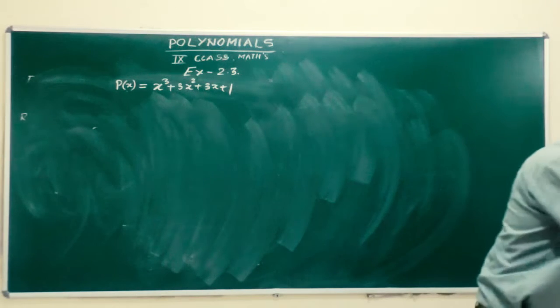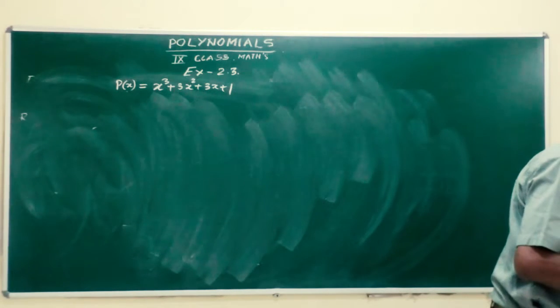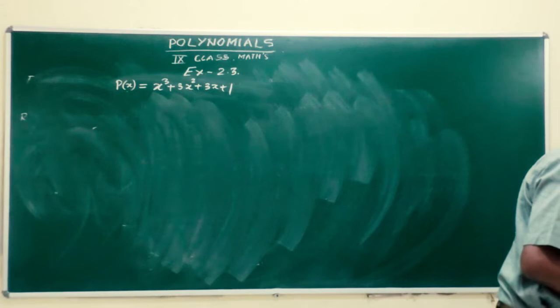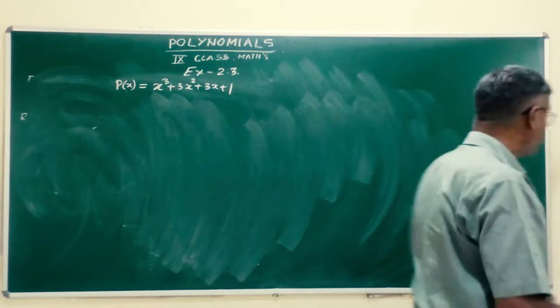Next, find the remainder when x cube minus ax plus 6x.